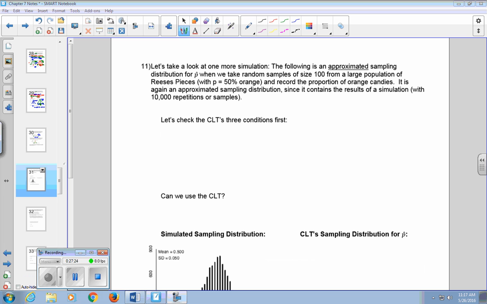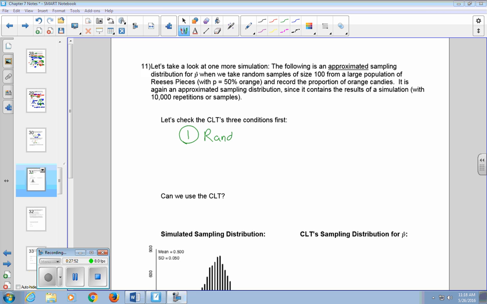Okay, number 11, let's take a look at one more simulation. Following is an approximated sampling distribution for p hat when you take random samples of size 100 from a large population of Reese's Pieces that has p equal to 50% orange candies, and then you record the proportion of orange candies in each sample. It's again an approximated sampling distribution since it contains the results of a simulation, and it had 10,000 repetitions or samples in that simulation. So let's check the conditions.